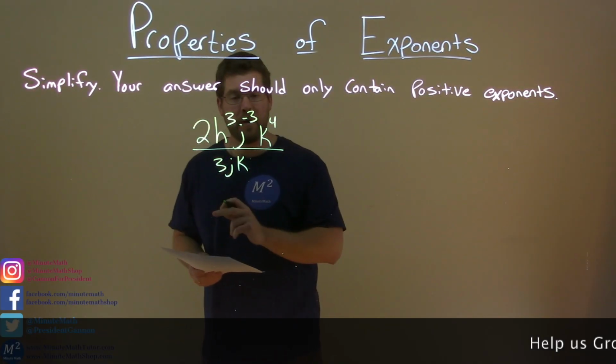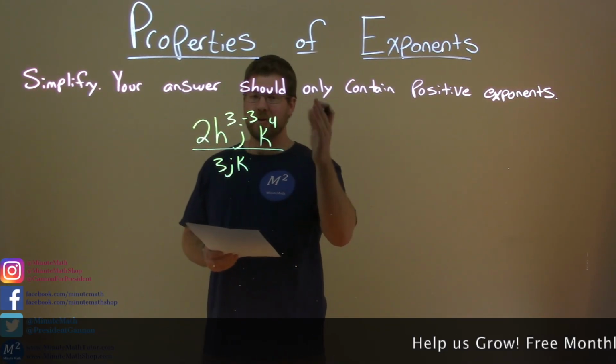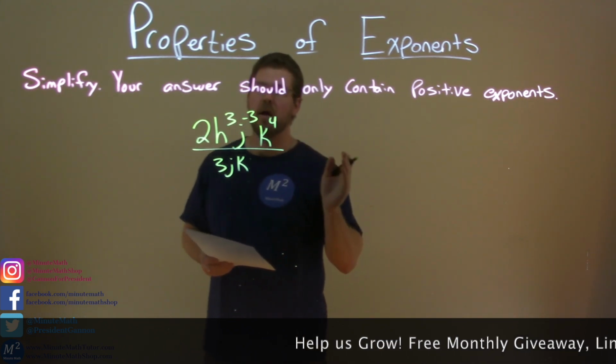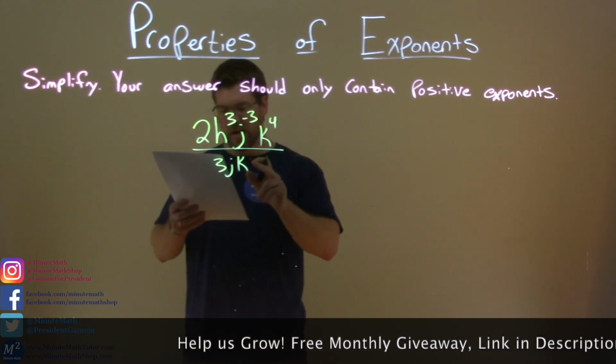2h to the third power, j to the negative third power, k to the fourth power, all over 3jk.